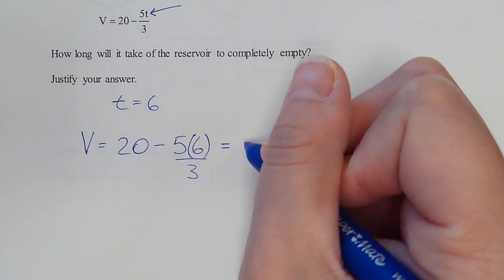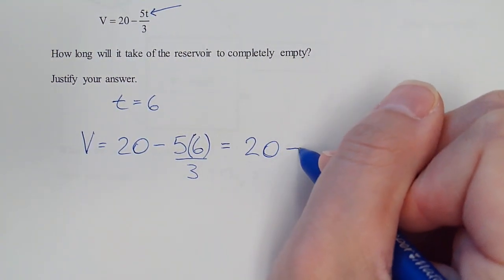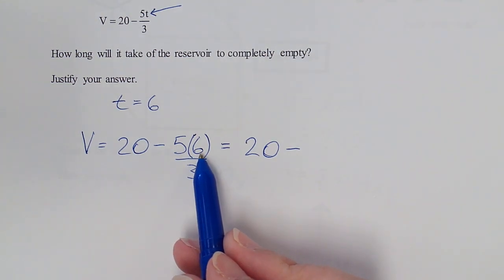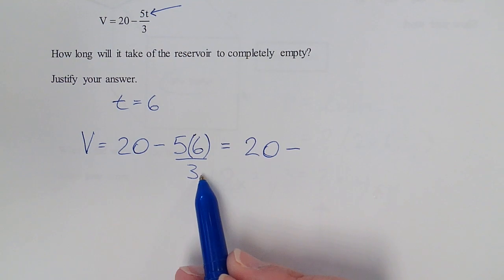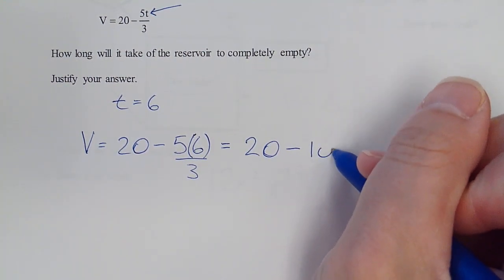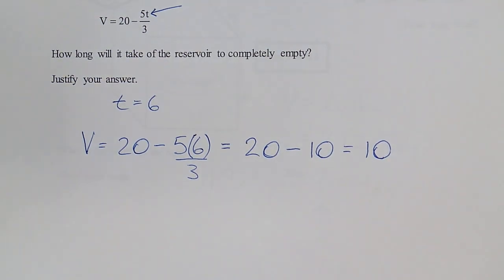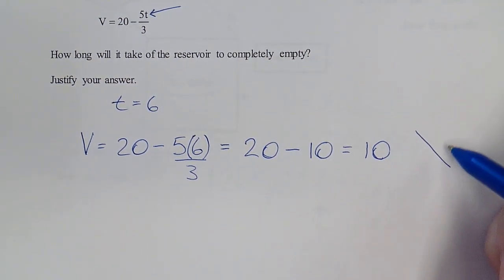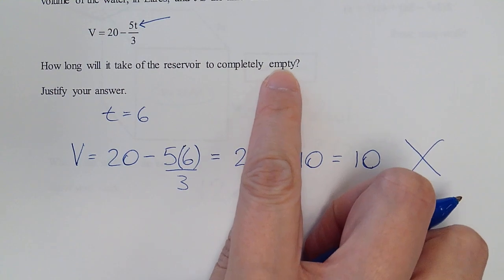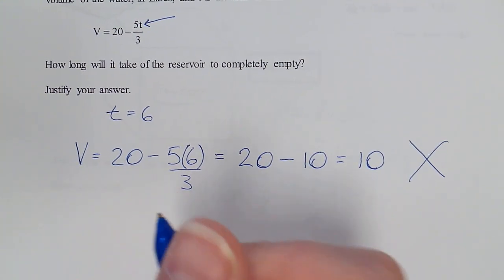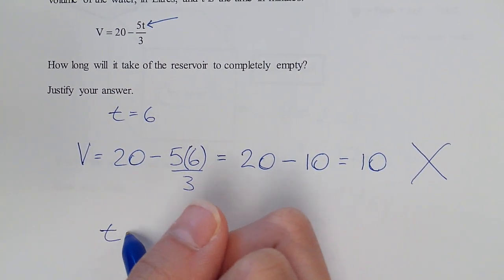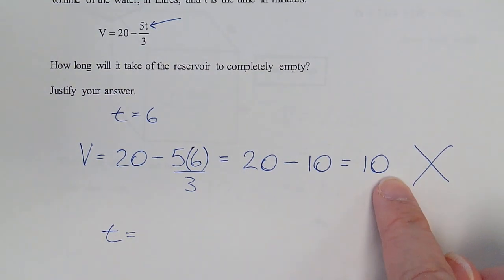Right? So 20 minus 5 times 6 is 30. 30 divided by 3, 10. So 20 minus 10, you get 10. All right, is that the answer we want? Nope. We want 0. We want it to be empty. So if t is not 6, but we're halfway through, what do you think t would be then?